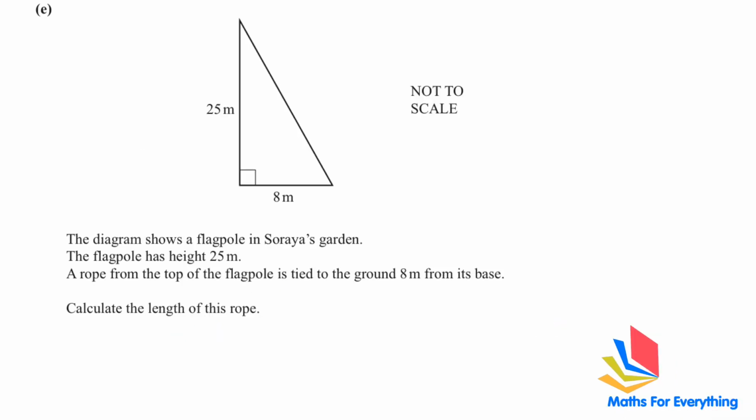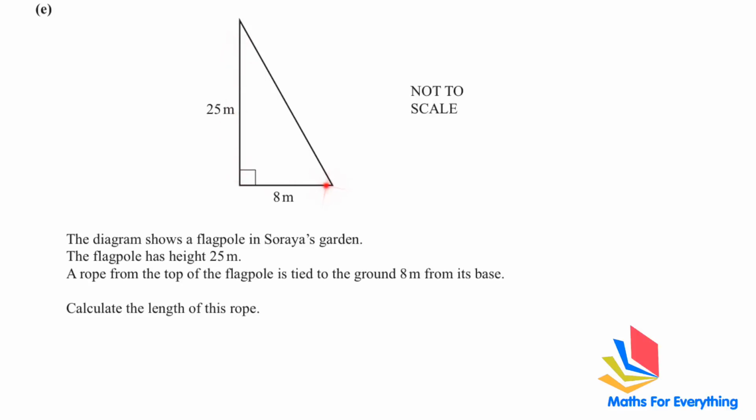In the next question, the diagram shows a flagpole in Surya's garden. The flagpole has a height of 25 meters and the base is 8 meters. A rope from the top of the flagpole is tied to the ground 8 meters from its base. Calculate the length of this rope. So we have to find this length here.